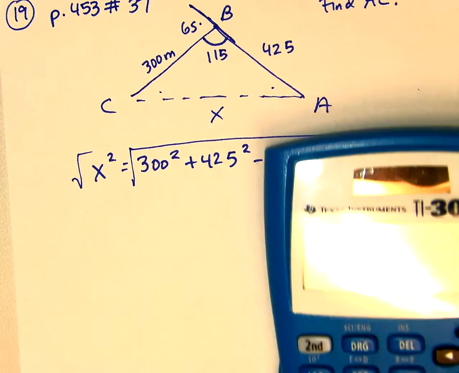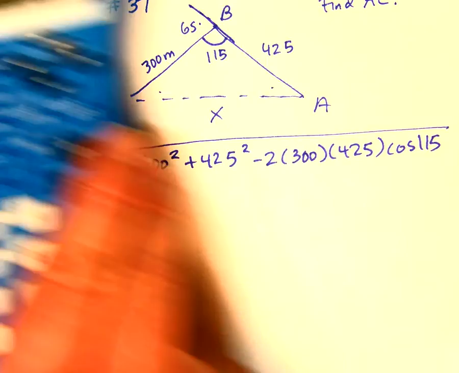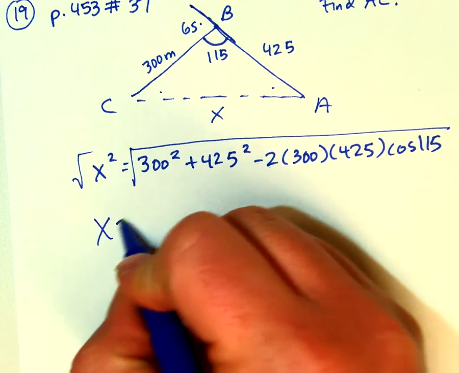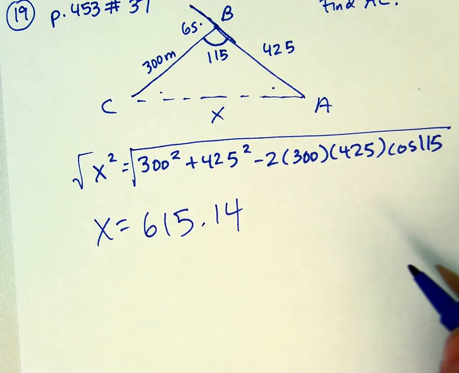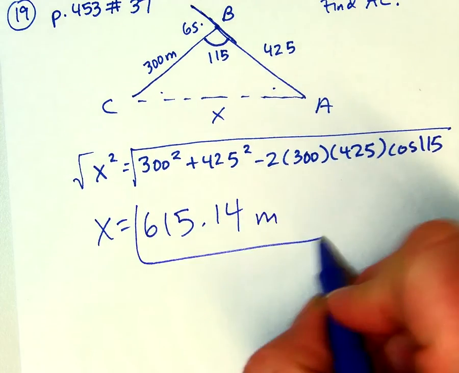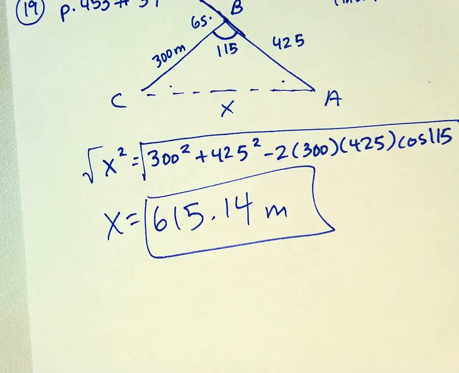Okay, I get 615.14. Okay, and this is meters, and that's the length of the side AC, the length of the marsh.